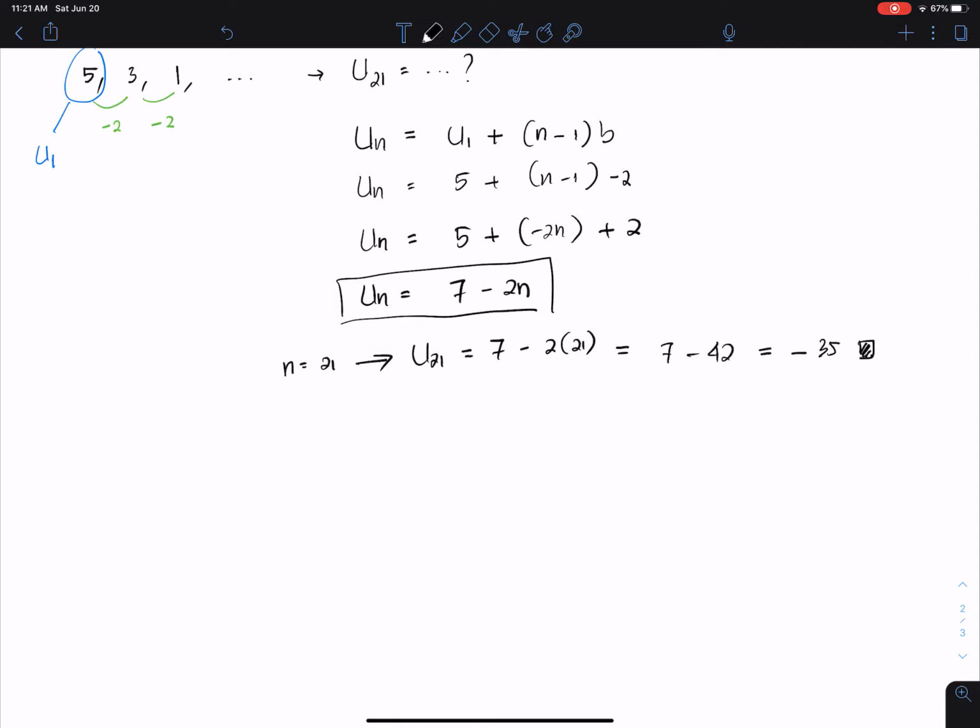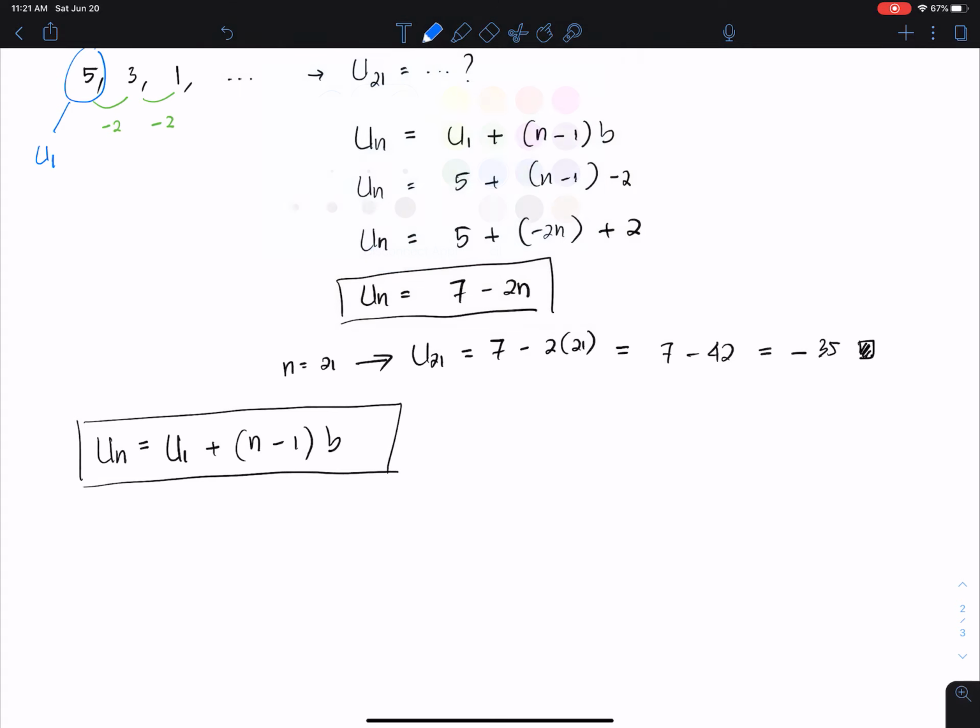Okay, so again, let me just rewrite. This is the general form for an arithmetic sequence. So un is the nth term, the value for the nth term. Sorry, I used a different letter here, so let's just stick with u1.